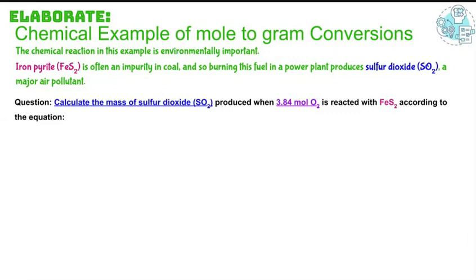In this example, the chemical reaction is environmentally important. Iron pyrite, FeS2, is often an impurity in coal, and so burning this fuel in a power plant produces sulfur dioxide, a major air pollutant. The question is, calculate the mass of sulfur dioxide produced when 3.84 moles of O2 is reacted with FeS2 according to the following equation.